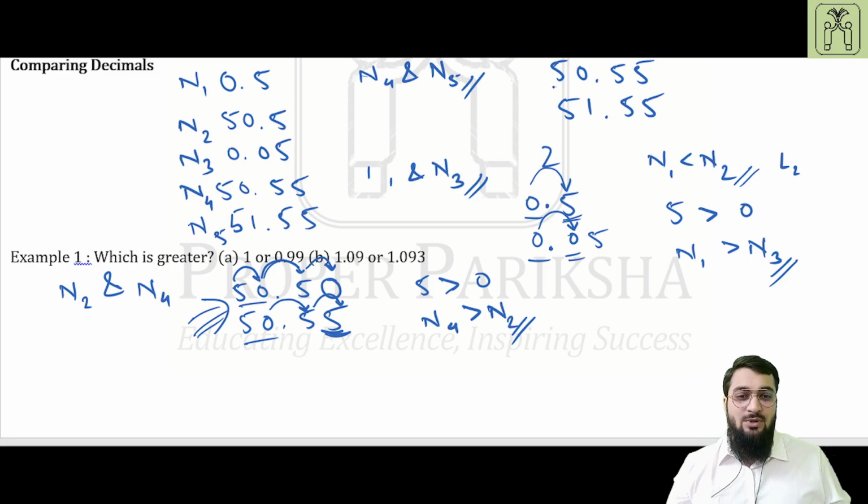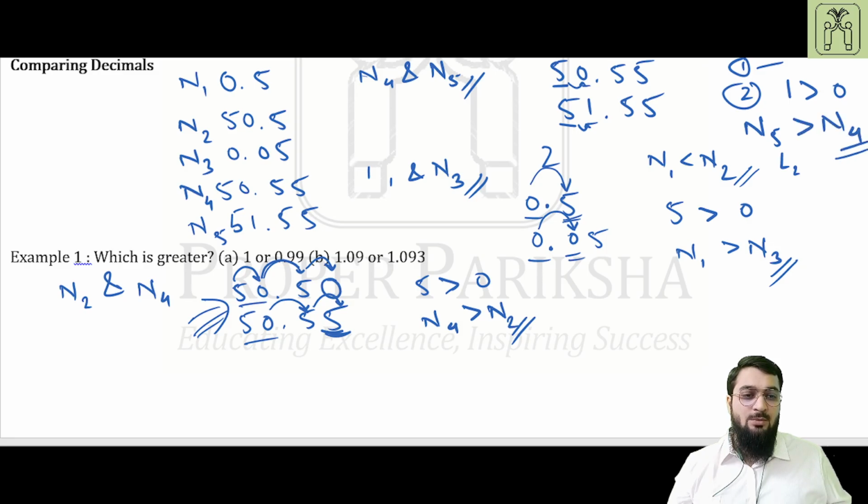So over here we will first compare 5 and 5, just like that. Step number 1 has been negated. Step number 2 will be in action. 5 and 5 are same. Coming to the next subsequent digit on the right, 0 and 1. This will give us the answer that 1 is greater than 0. Therefore, n5 is greater than n4. And this will be the answer.